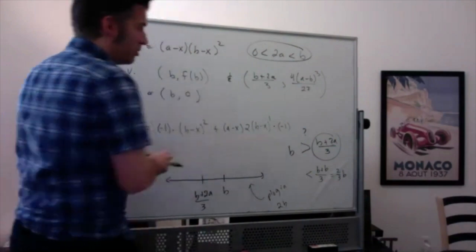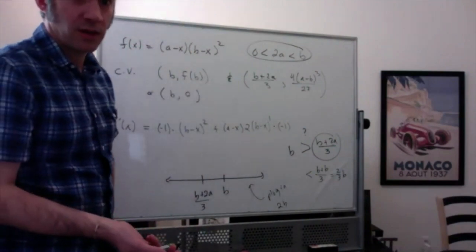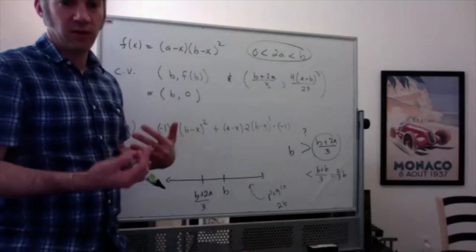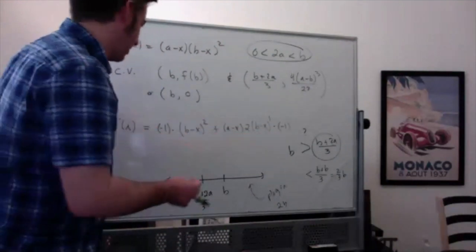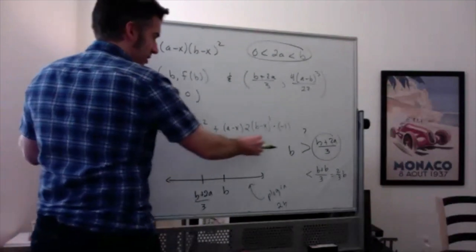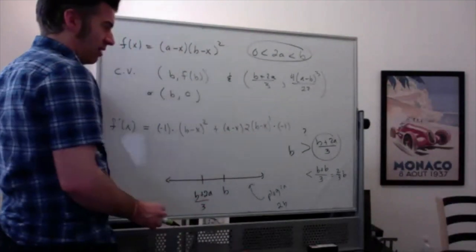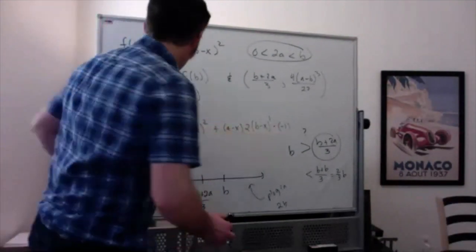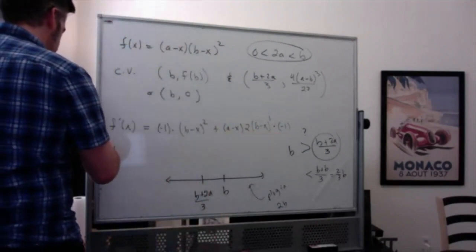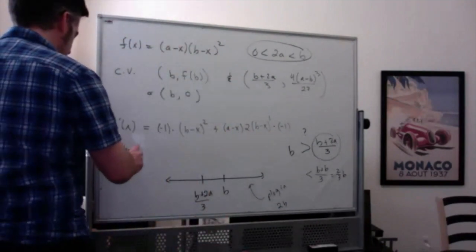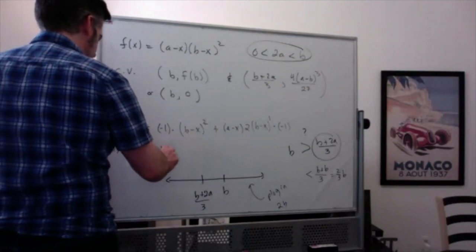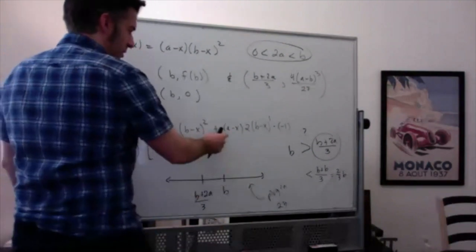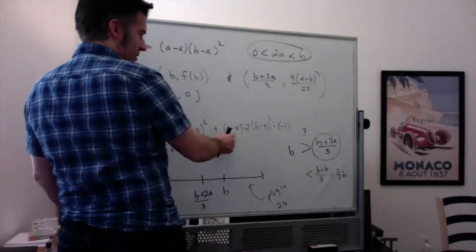Except, here's what we have to do, one more step. And this is something you normally have to do anyway. We should have probably factored this. I can factor out a b minus x from here and a b minus x from here. I can also factor out a -1. So let's factor out the -1 and the b minus x. From this first term, I'm left with a b minus x. From this second term, I'm left with a minus x times a 2.